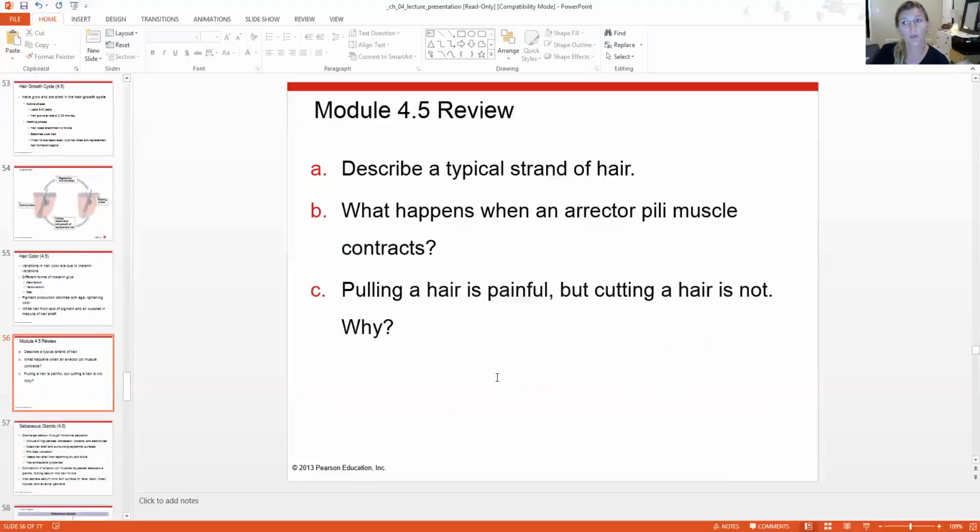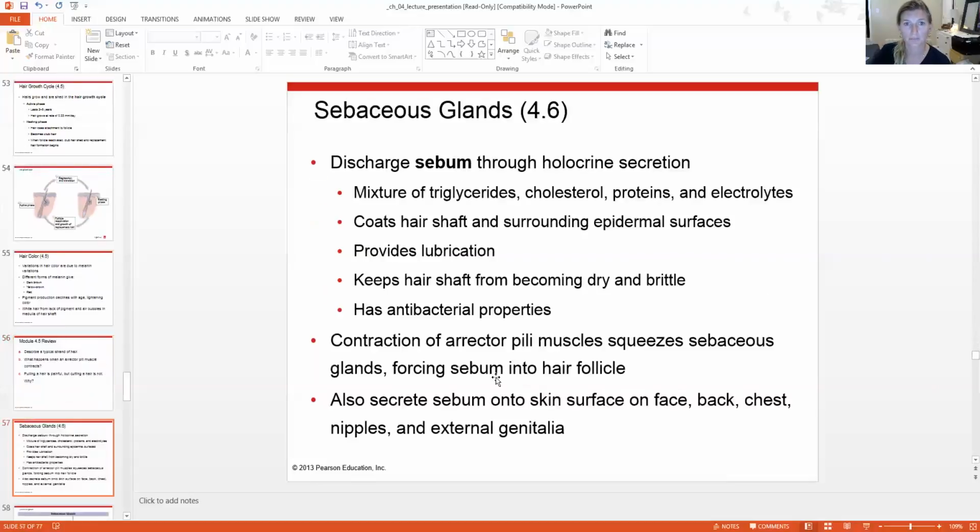So here's that review that you can pause and answer, or go back to the reading guide as you're reading the chapter. Let's talk about sebaceous glands.